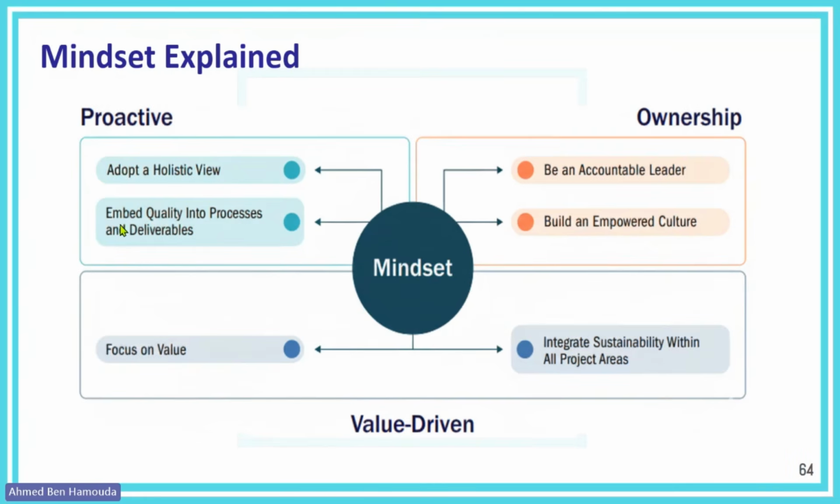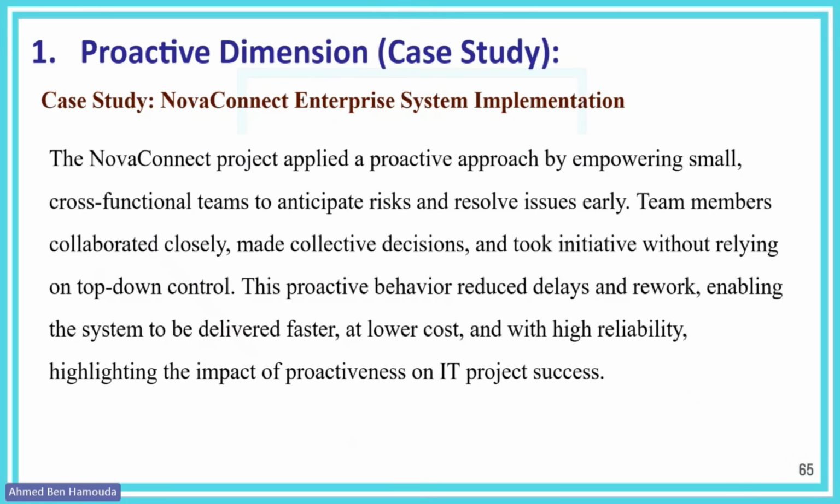Adopt a holistic view, embed quality into processes, project management processes, and or processes in general, and deliverables. These are two principles. Then be an accountable leader and build an empowered culture. Those are two additional principles. Then focus on value and integrate sustainability within all project areas. All right. Now, let's try to understand these three dimensions through some case studies.